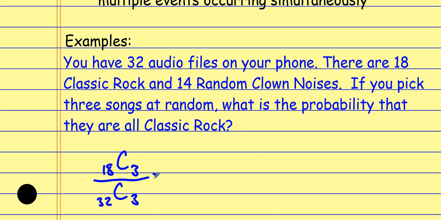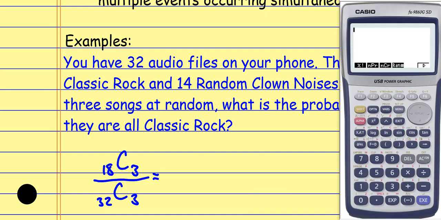And now this becomes a job for my calculator. I've just got my Casio pulled up here. Again, you can do this on the TIs if you want as well. Remember, you go into that math menu. So 18 choose 3 is 816.